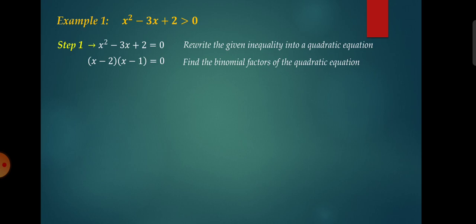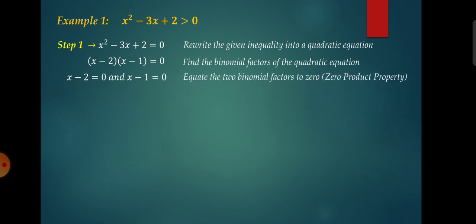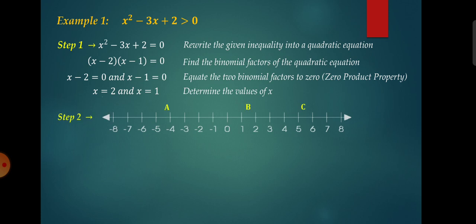Negative 2 times negative 1 is positive 2. Negative 2 plus negative 1 is negative 3, ang sum. Product is positive 2. Next, equate the two binomial factors to 0. According to the zero product property, each binomial is equal to 0: x minus 2 equal to 0 and x minus 1 equal to 0. Then, determine the values of x. So, balhin na negative 2, no? Mahimo siyang positive 2. Ang negative 1, mahimong positive 1. So, we have two values of x, 1 and 2.